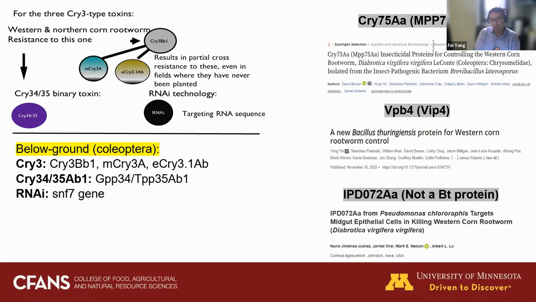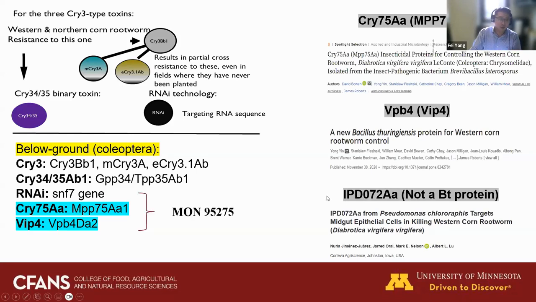But the good news is there are some new technologies in the pipeline for the industry. We have Cry75A, VIP4, and IPD072Aa, and these will go into new corn hybrids and can help provide additional control for corn rootworm. And this is a new trait under registration with the EPA with 3 totally new technologies: RNAi, Cry75A, and VIP4, totally getting rid of the 2 older Cry3 and Cry34/35Ab1 Bt proteins.